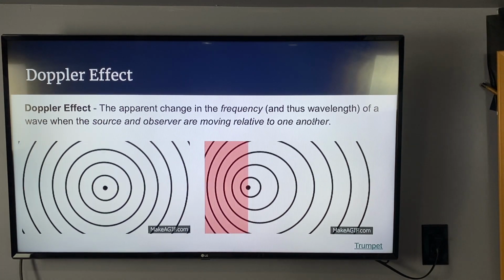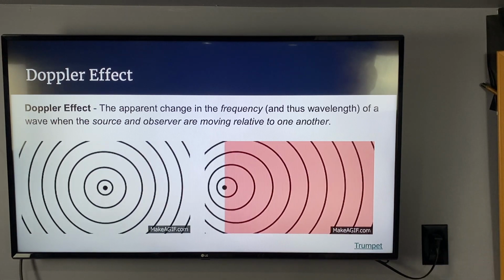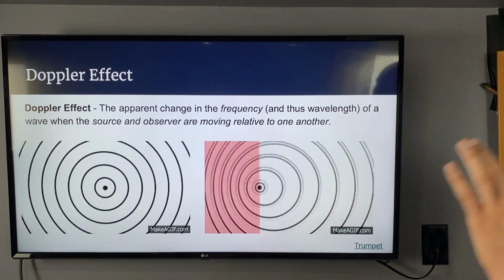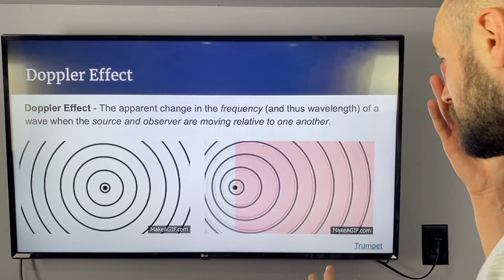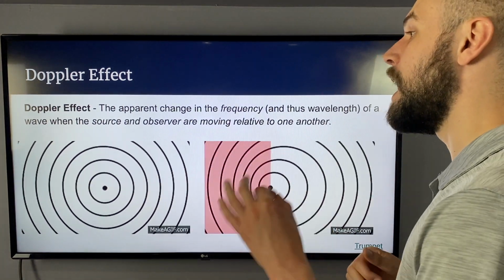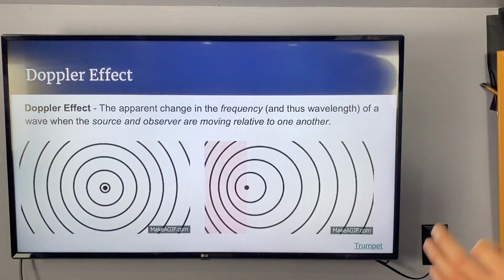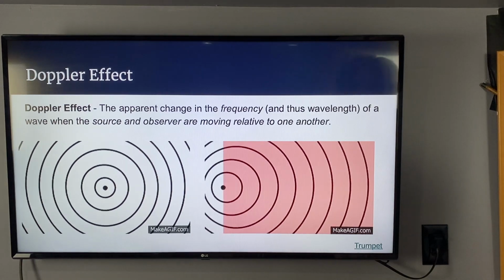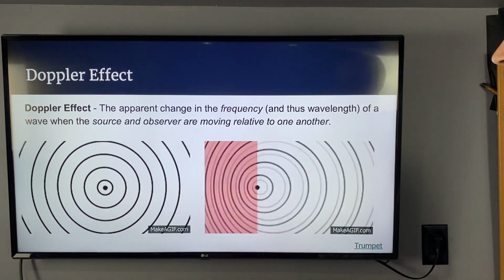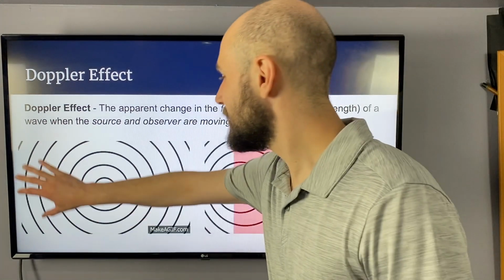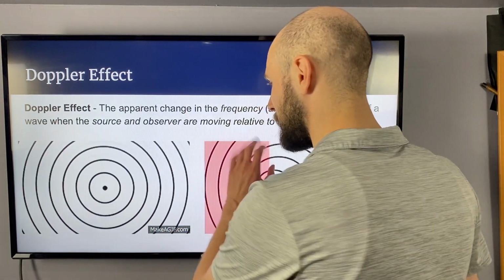Before I discuss what's going on in the diagrams, the definition of the Doppler effect is the apparent change in the frequency, and thus the wavelength, of a wave when the source and the observer are moving relative to one another. Okay, so take a look at this diagram here, ignoring this one.